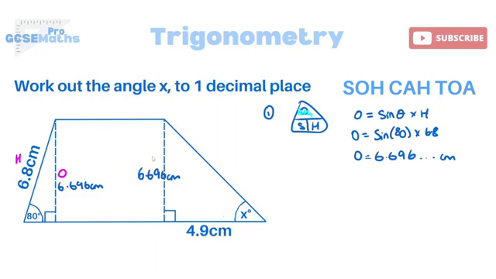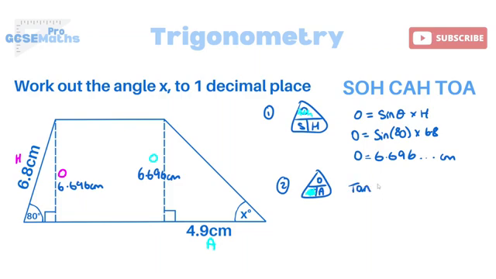So obviously the opposite is the one we just worked out, and the one that we're given as well is 4.9. That is the adjacent, isn't it? It's next to my angle. So step 2, SOHCAHTOA, I need to use TOA. So TOA in my formula triangle. In this case, because I'm looking for the angle, I'm going to cross out the tan, the T, because I've got opposite and adjacent already, haven't I?